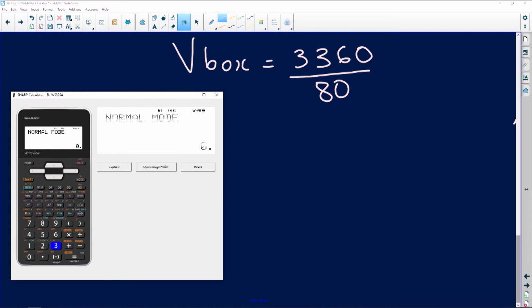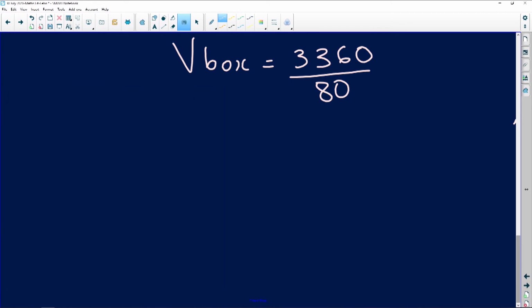Let's hope this works out. 3,360 divided by 80 slabs. So it means that the volume of one slab is 42. So I'm going to say one slab, and the reason why I'm doing that is so that I can find the volume. One slab of chocolate is 42 cubic centimeters, okay? It's going to be smaller, obviously.